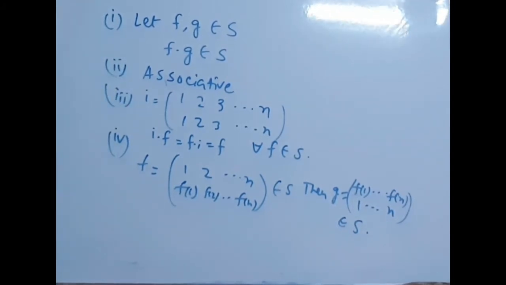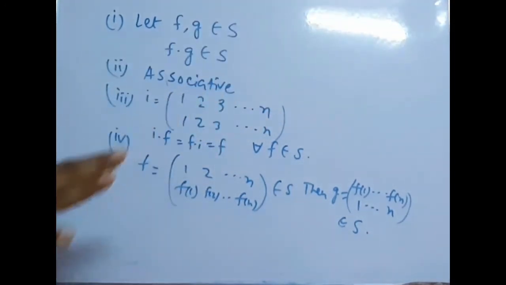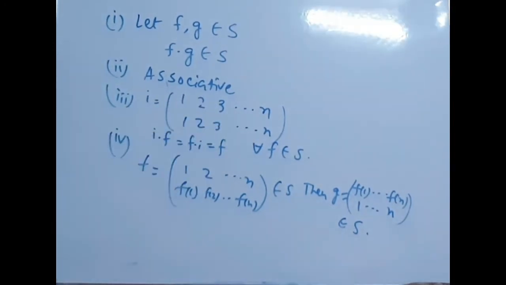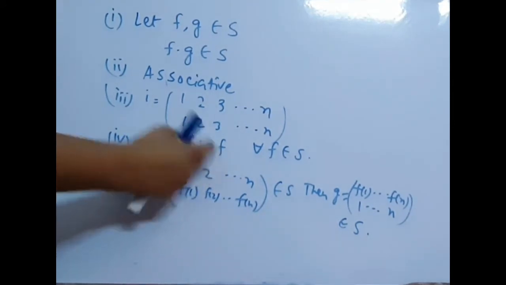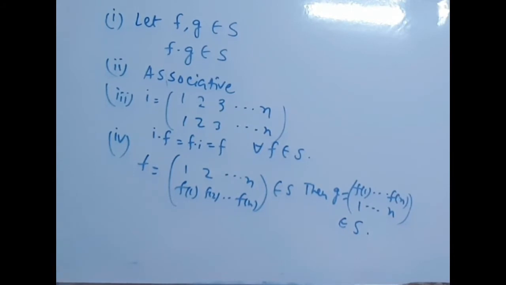Third condition, the identity permutation I, that is 1 goes to 1, 2 goes to 2, and so on, n goes to n. Now we can see that I dot f equals f dot I equals f for all permutations f in the set S. So I is the identity permutation.